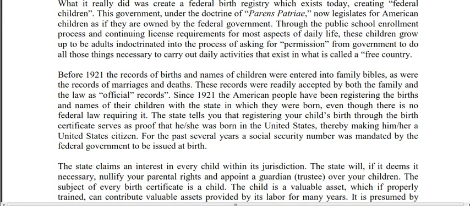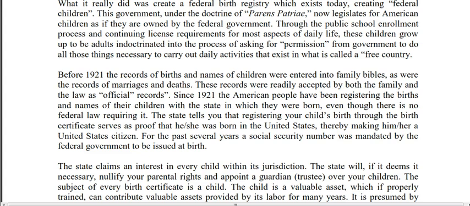What it really did was create a federal birth registry which exists today, creating federal children. This government, under the doctrine of parens patriae, now legislates for American children as if they're owned by the federal government. Through the public school enrollment process and continuing license requirements for most aspects of daily life, these children grow up to be adults indoctrinated into the process of asking for permission from government to do all those things necessary to carry out daily activities that exist in what is called a free country.